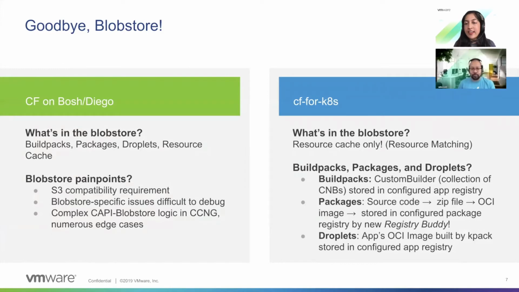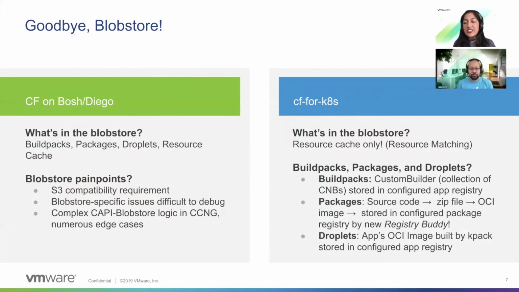So in CF for K8s, what's in the Blob Store? Only the resource cache, which is used for resource matching. But what happens with the buildpacks, packages, and droplets? For buildpacks, we use custom builders in CF for K8s, and custom builders is essentially a collection of CNBs. And the image for the custom builders is stored in a configured app registry.